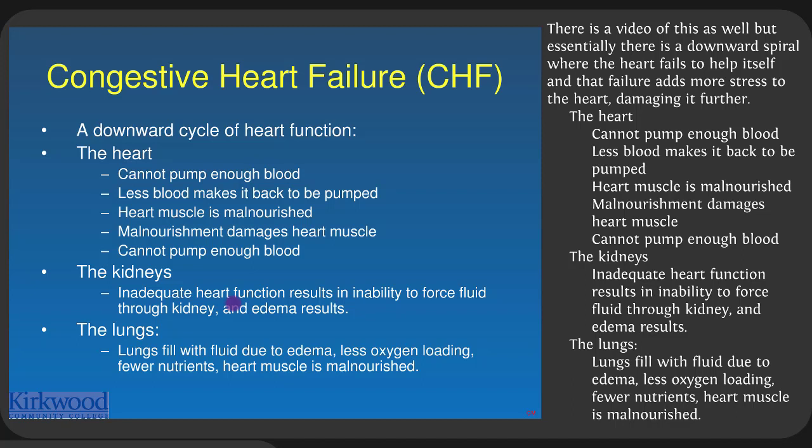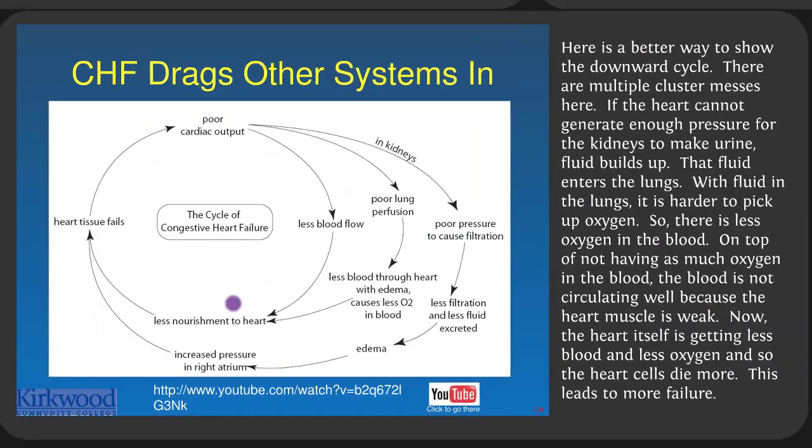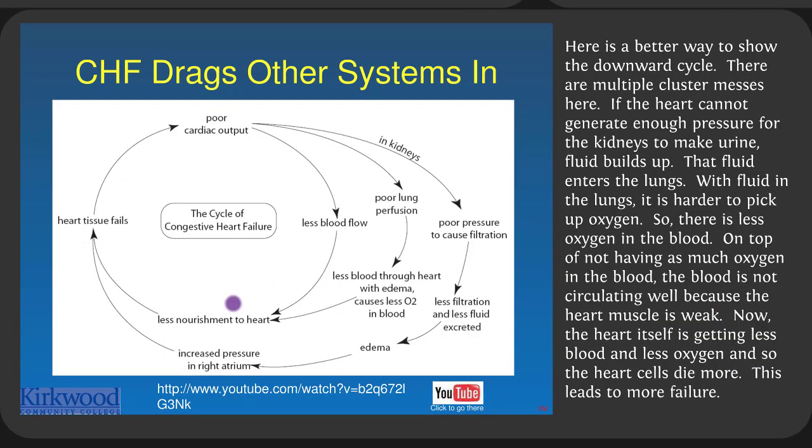So the lungs fill with fluid due to edema. That means it's harder to load oxygen because some of the oxygen can't get into the blood because there's fluid in the way. So now you have less blood being pumped and less oxygen in the blood that is being pumped, which is going to cause malnourishment to the heart, which is going to kill more heart cells, and that begins the cycle of damage again. So I like to put it in a downward cycle like this. This is a classic cluster mess, so we're going to have all kinds of cluster messes in AP2.